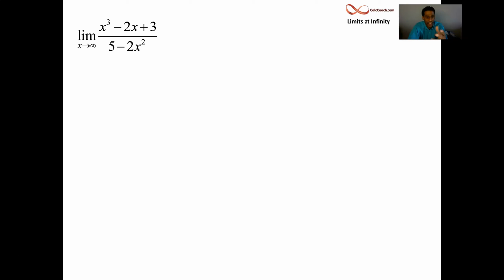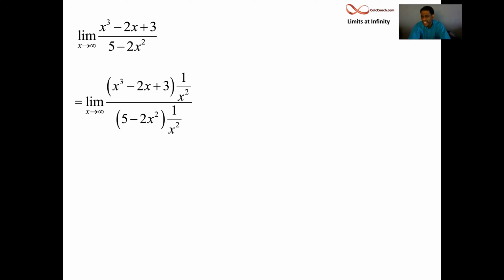Highest term in the denominator is x squared. Multiply both top and bottom by 1 over x squared. I guess you could do 2 over x squared for some reason if you wanted to do that. All right, distribute. Now your numerator has an x term, minus a 2 over x and plus a 3 over x squared. Denominator has a 5 over x squared and then a minus a 2.